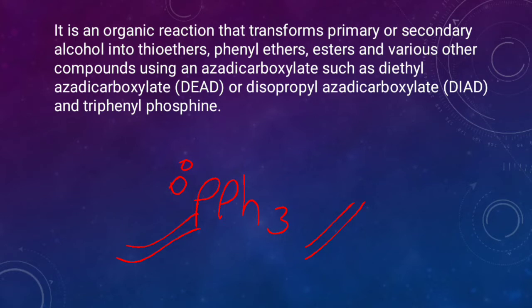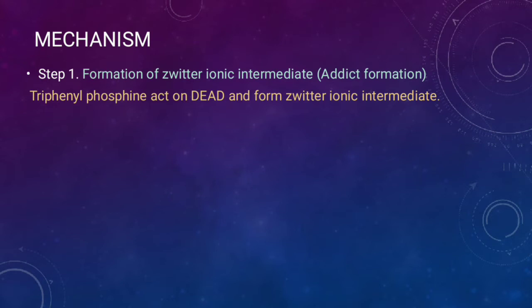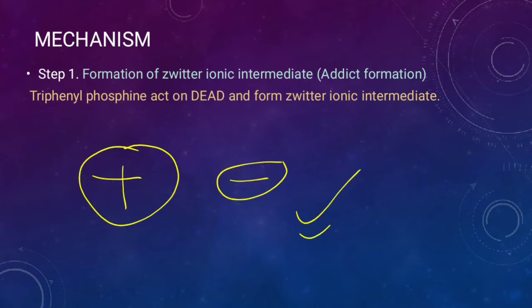The mechanism contains 4 steps. The first step is the formation of a zwitterionic intermediate, or adduct formation. In this step, triphenylphosphine reacts with diethyl azodicarboxylate and forms a zwitterionic intermediate. What is a zwitterionic intermediate? Zwitterions are those species which contain both positive and negative charges, and it is electrically neutral.